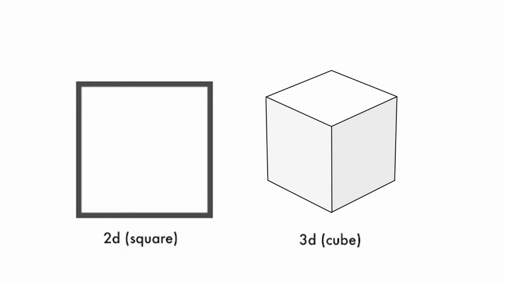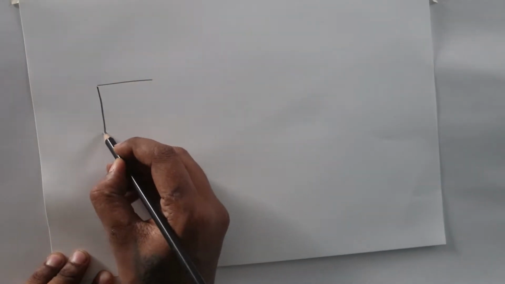In this, we will learn how to draw 3D shapes. What are 3D shapes? 3D shapes are the ones which have depth to the shape. Like this is 2D and this is 3D. So let's get started. First, we will draw a square.